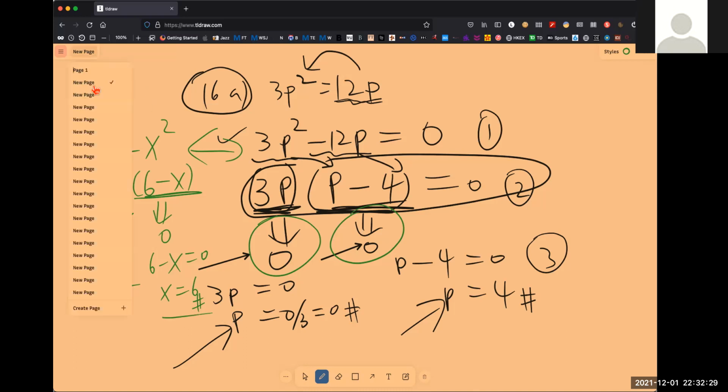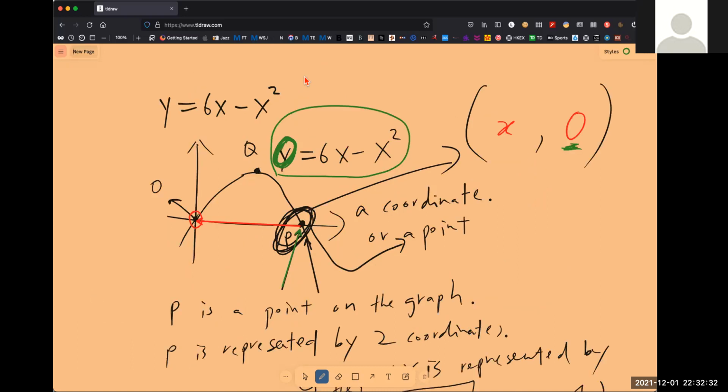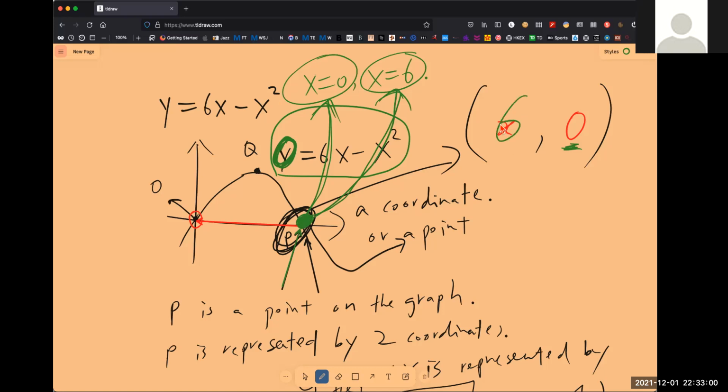So if you go back to the question, this will give x equals to 0, x equals to 6. Can I ask you, this point here is more like the 0 point or is more like the 6 point? So do you think it's the x equals to 0 point or x equals to 6 point? Which one? 6. Yes. So therefore 6. So this point is actually 6 and 0. Okay. So that's the first step.